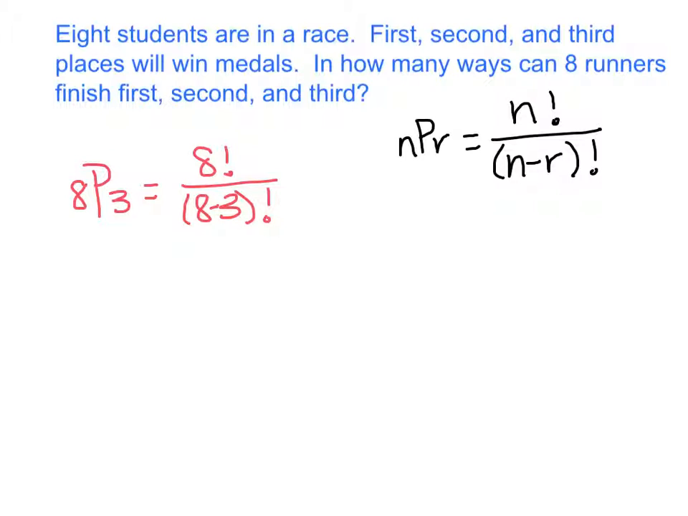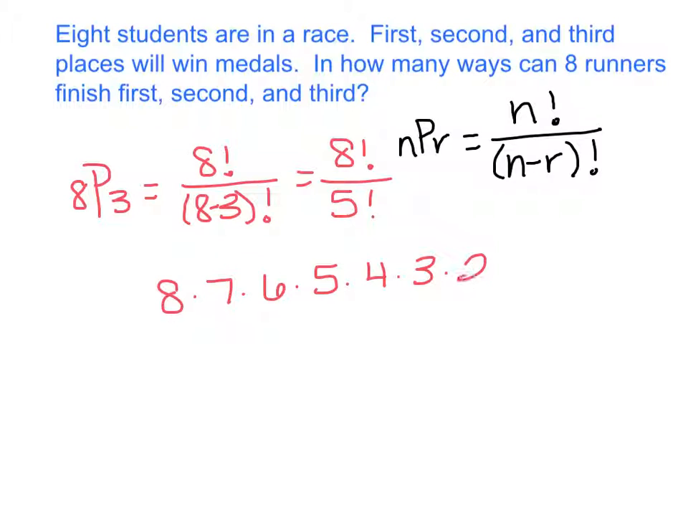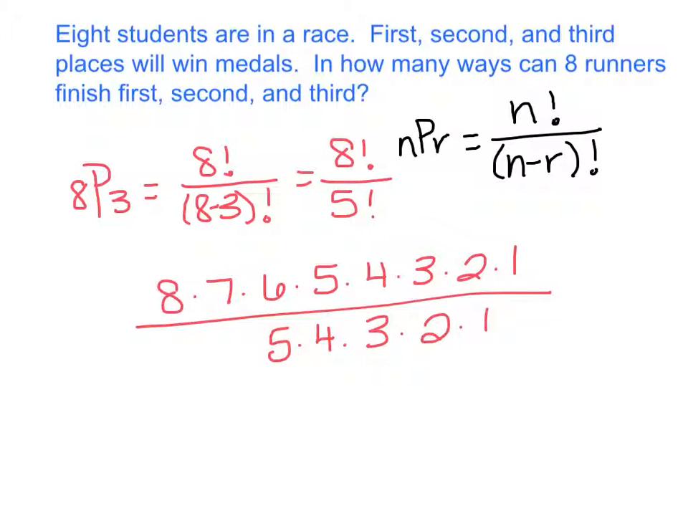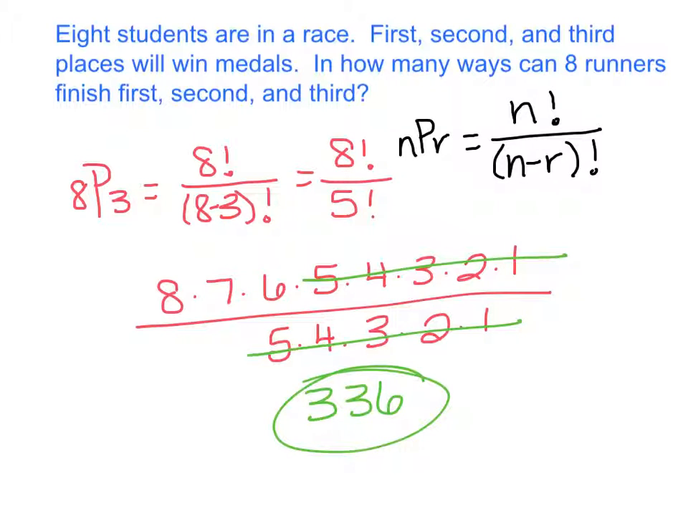Because order matters, this is a permutation. So I'm looking at 8 factorial over 5 factorial. So that's 8 times 7 times 6 times 5 times 4 times 3 times 2 times 1, all over 5 times 4 times 3 times 2 times 1. So then I cancel anything on the top with anything on the bottom. When I multiply 8 times 7 times 6, I get 336 possible combinations.